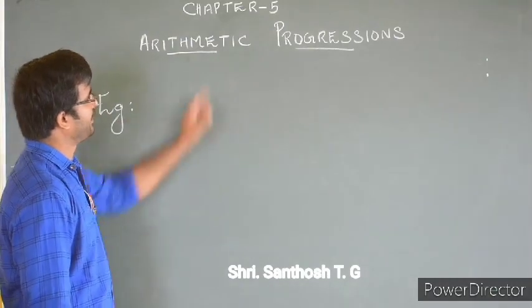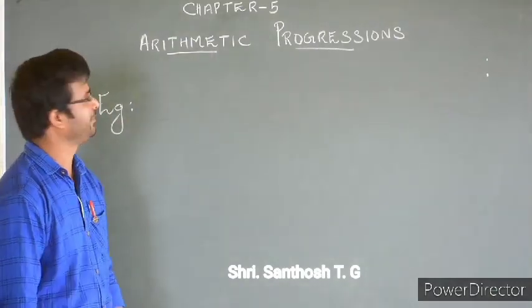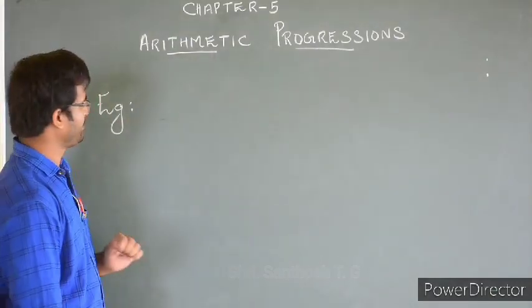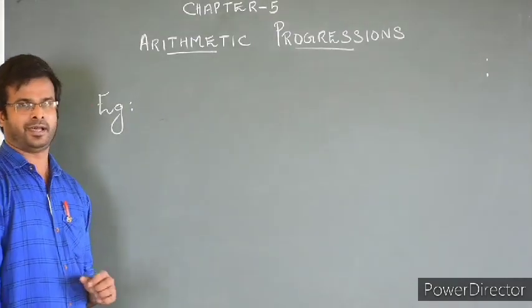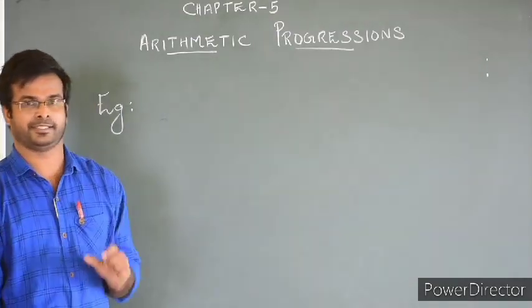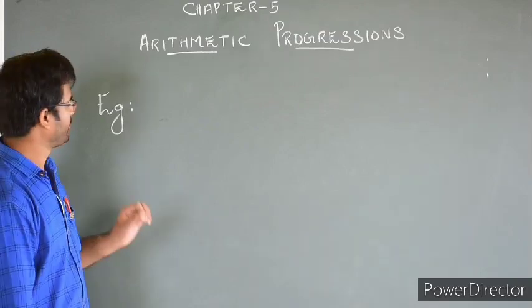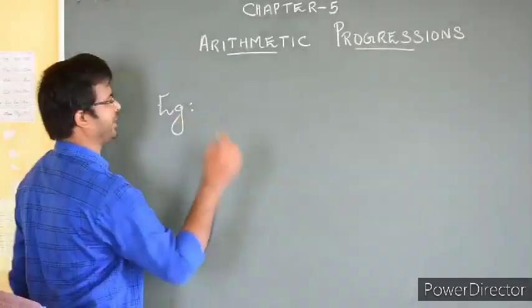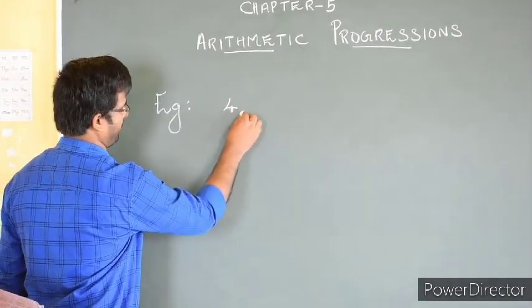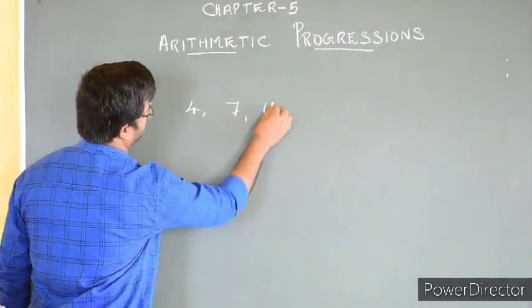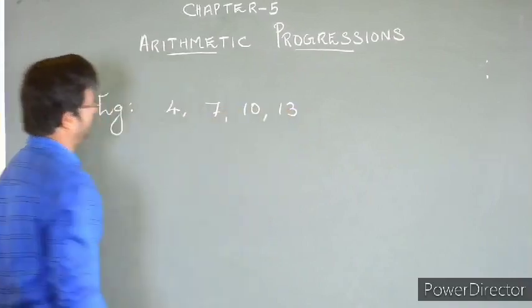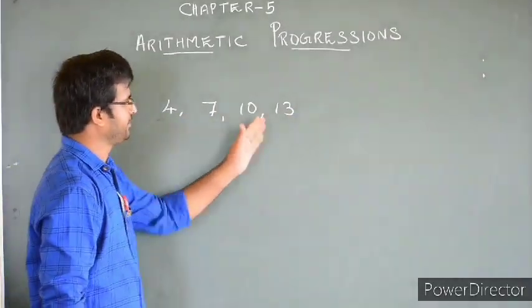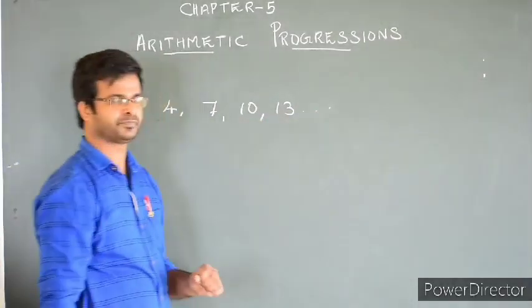Today we can start chapter 5, arithmetic progression. What is arithmetic progression? Arithmetic progression is an arrangement of some numbers. Through an example, we can understand that. I am going to write one example. Some numbers: 4, 7, 10, 13, etc.